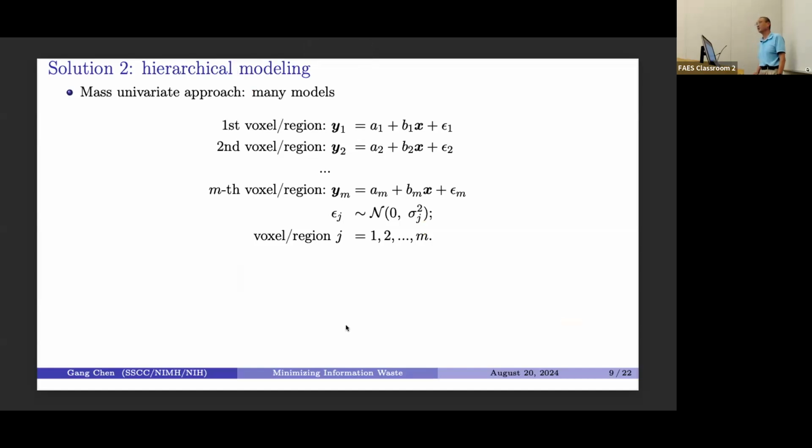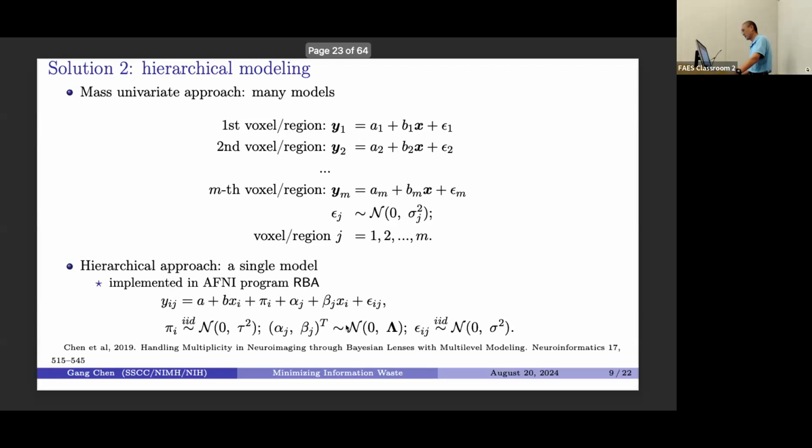So the second solution: we don't control the end product, because the real problem is the model itself, not the end product, the statistical results. How do we go directly to the root cause? That is the model, the massive univariate approach, the voxel-level approach. Instead, we build one model because we only have one brain. The brain is just one organ. The information flow should be shared, right?